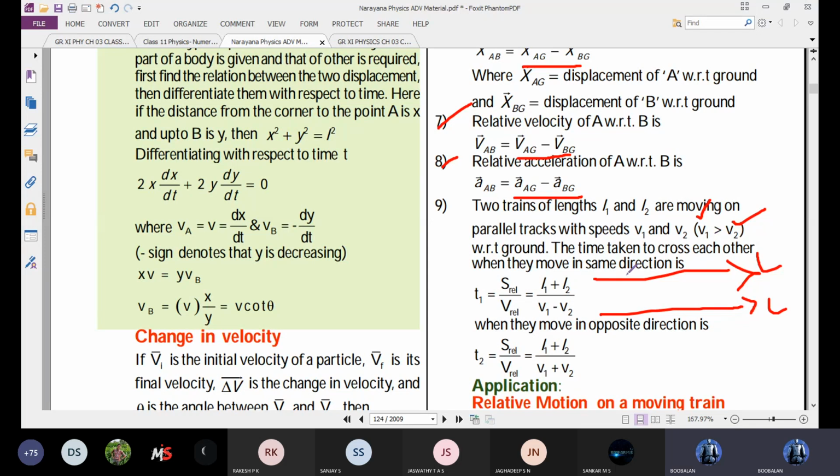So what is the formula? Time equals S by V, position divided by velocity. It is the speed formula: velocity equals displacement by time, so time equals displacement by velocity. Here it is only the relative velocity. So we add both train lengths, L1 plus L2, divided by V1 minus V2.